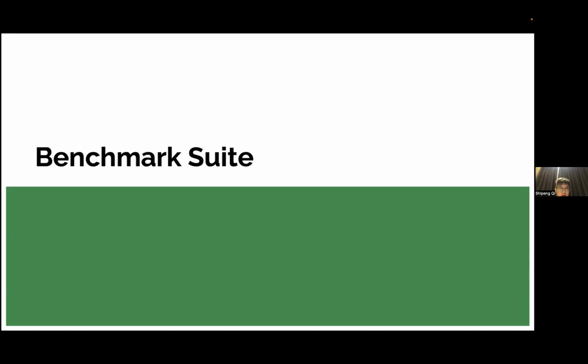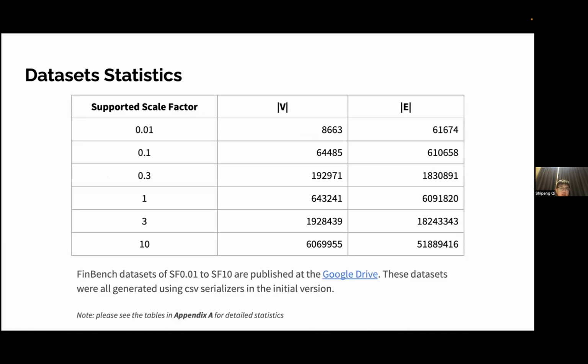Okay, here we come to the section of the benchmark suite. In the initial version, we have the data generator able to generate the data from scale factor 0.01 and scale factor 10. All the data sets that we generated have been published at the Google Drive, and the data set is generated using the CSV serializer. In the future, we are going to improve the data generator to support larger scales.